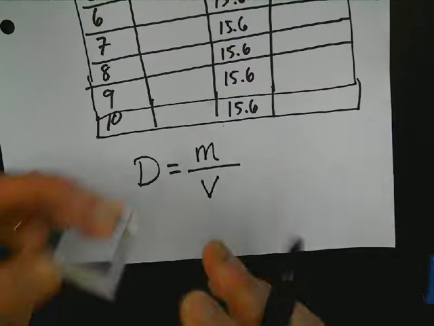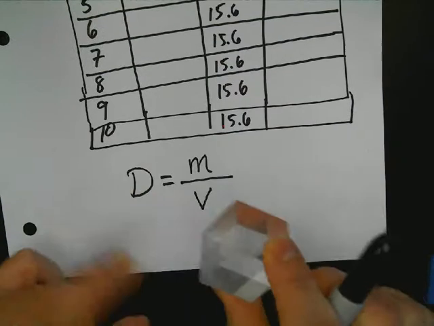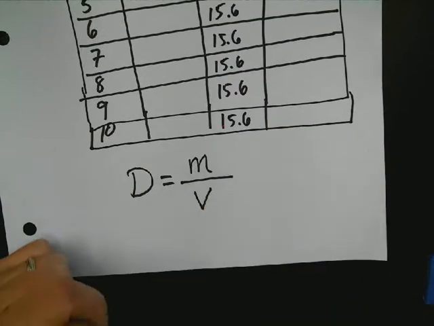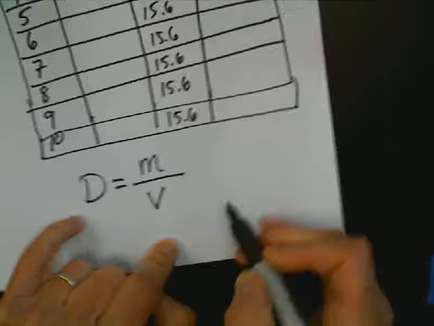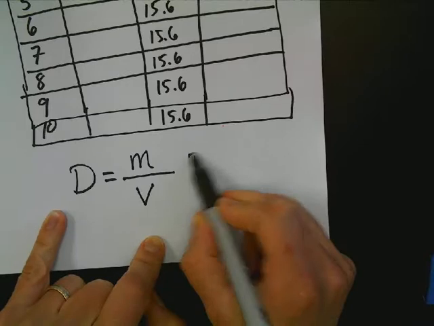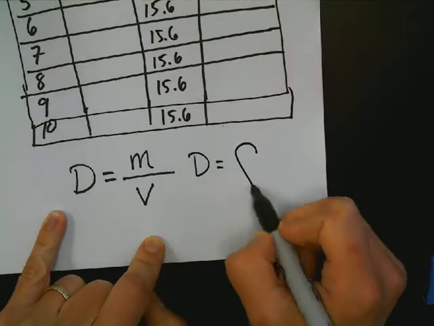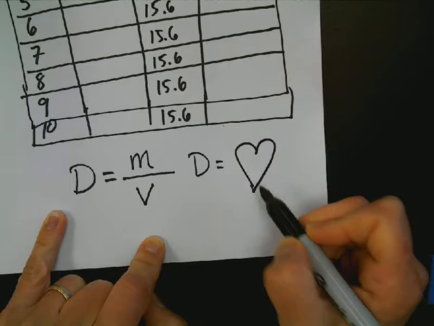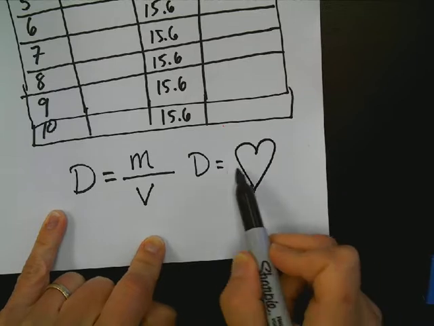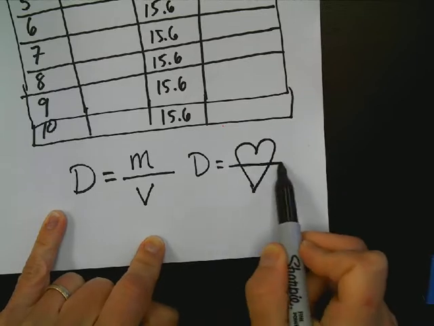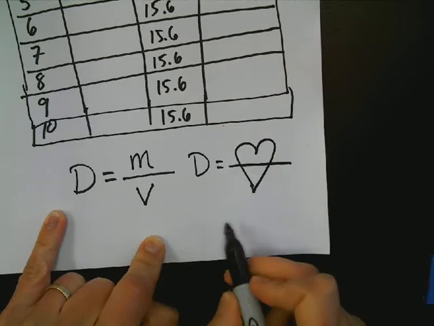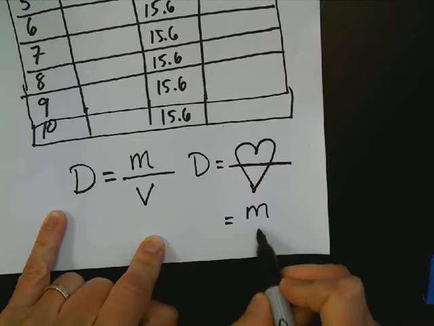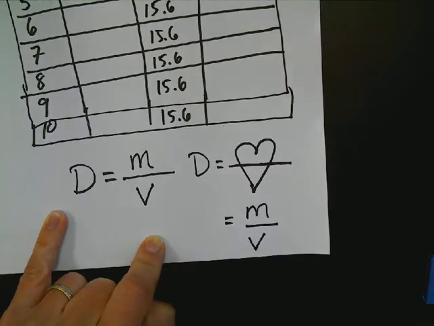But for now, I calculated the volume for you. I measured the size and gave you that number, okay? And here's a nice way to kind of remember mass divided by volume. If you remember that density equals a heart, and then you divide that heart in half, see how that is an M at the top and a V on the bottom? Mass divided by volume.